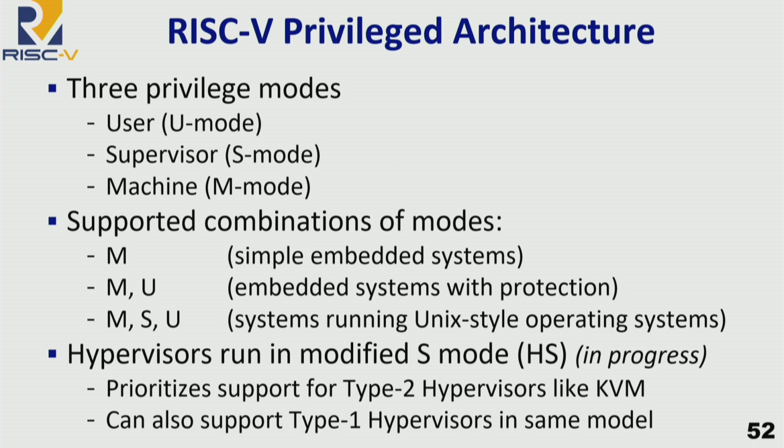So there are 3 privilege modes by default: machine mode, supervisor mode, user mode. And machines support either only machine mode, or an embedded system with protection would have machine and user, or a full-blown demand page virtual memory system would have machine mode, supervisor, and user. We're also working on a hypervisor, which would run in a modified S mode called HS. This is designed to support type 2 hypervisors like KVM, but it can also support type 1 hypervisors and also supports recursive virtualization. But for now, most systems are just implementing MMU, MSU kind of systems.